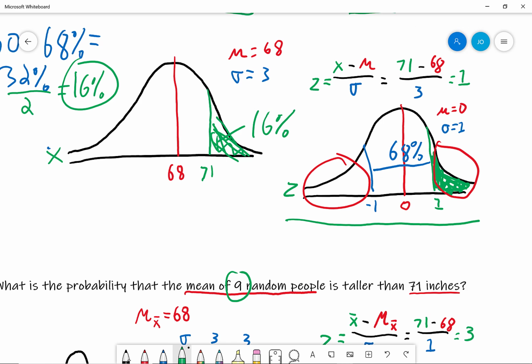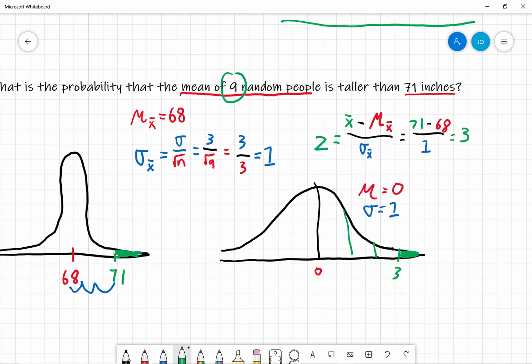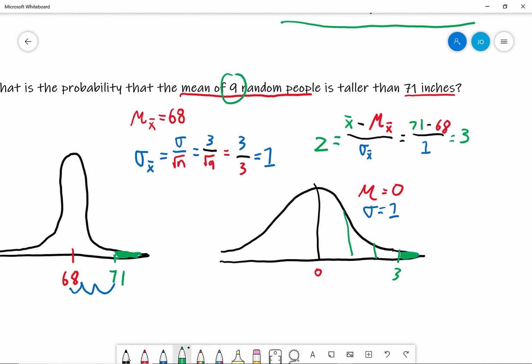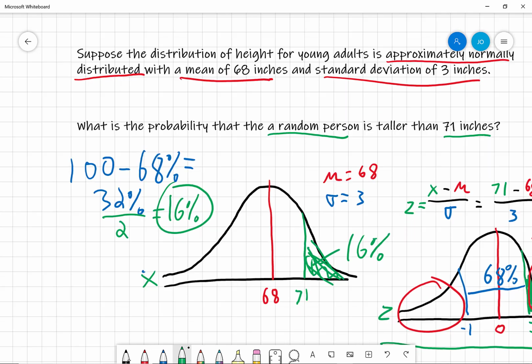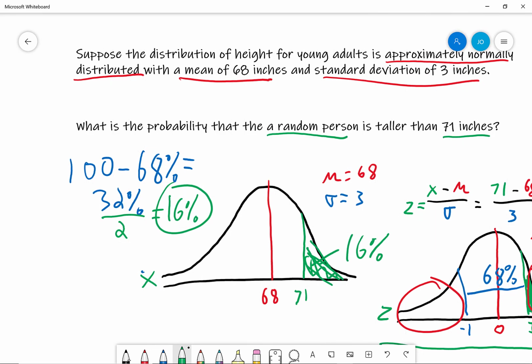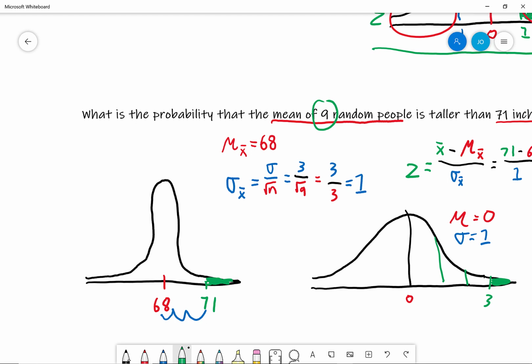What's changing from problem 1 to problem 2 is the value we're looking for. We were interested in 1 standard deviation. Now we're interested in 3 standard deviations. In our x graphs, what's changing is not the value. We were interested in 71, and on our original problem, we were interested in 71. What's changing is your spread, the actual shape of your distribution. We had a standard deviation of 3, and now we have a standard deviation of 1.